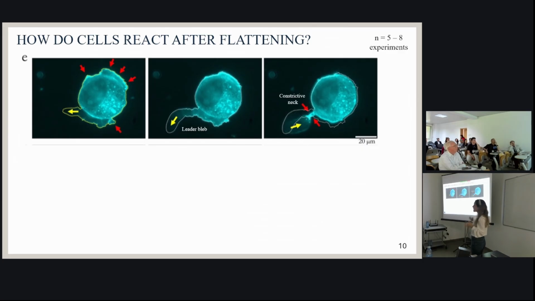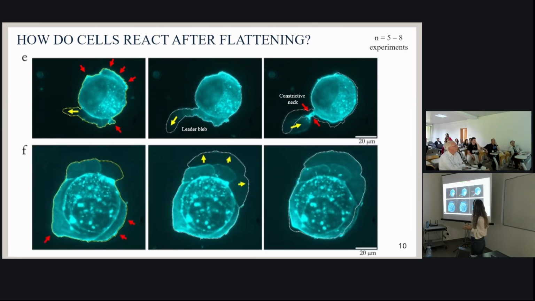However, we saw that cells that are not able to form this constrictive neck, instead of forming these processes, form one single bleb that becomes multiple larger blebs that just expand and expand over time until the cell ruptures.